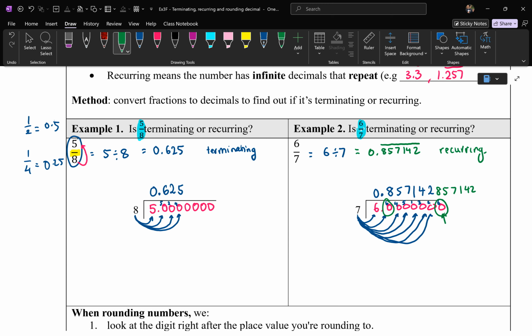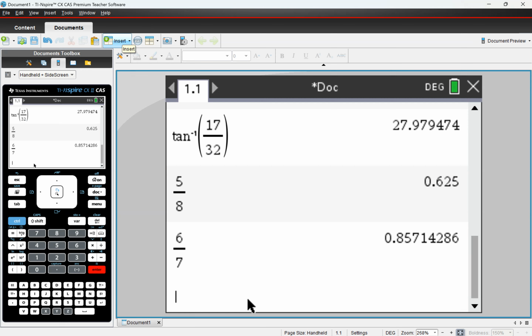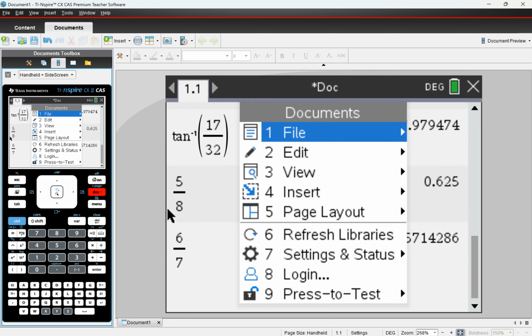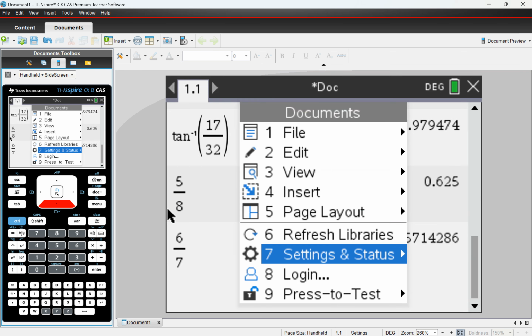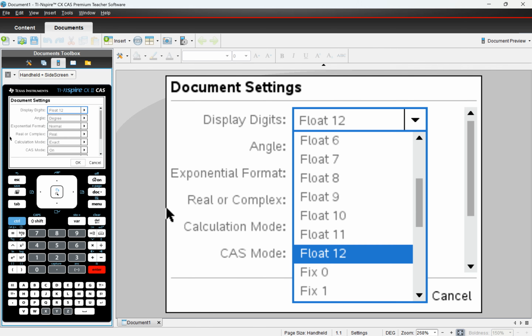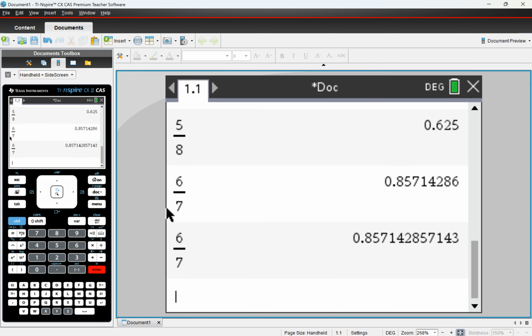So if I did it on the calculator, let's see. 6 divided by 7, and it's rounded off actually. Let me change my settings. It should go on, let's go to float 12. We should see a pattern. There we go. So we start to see the pattern, it repeats.